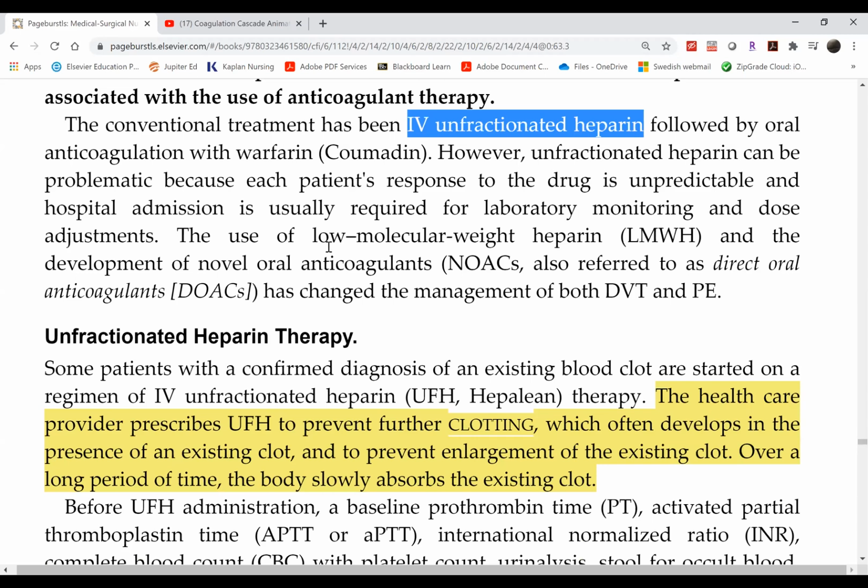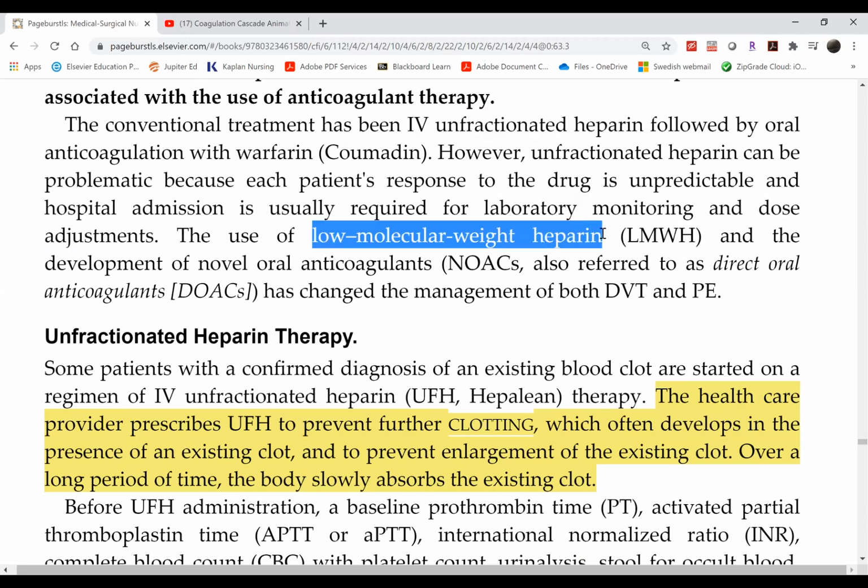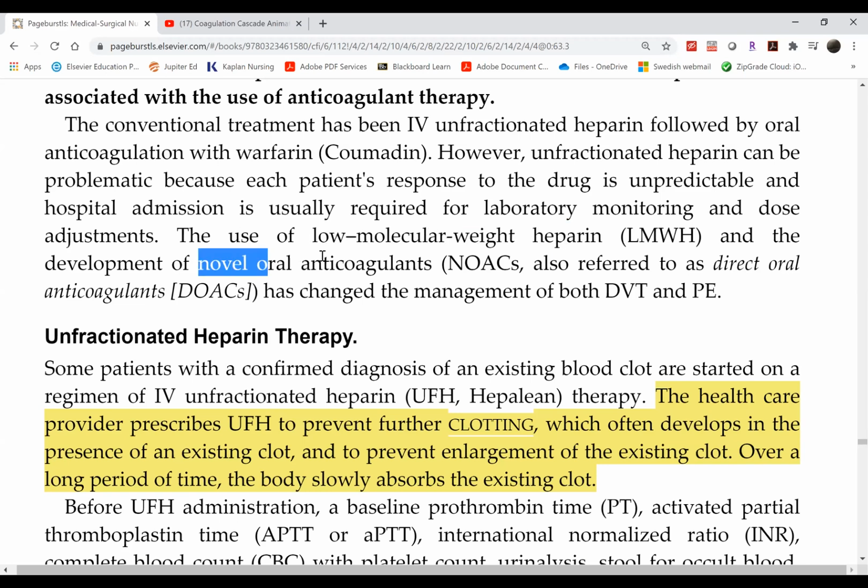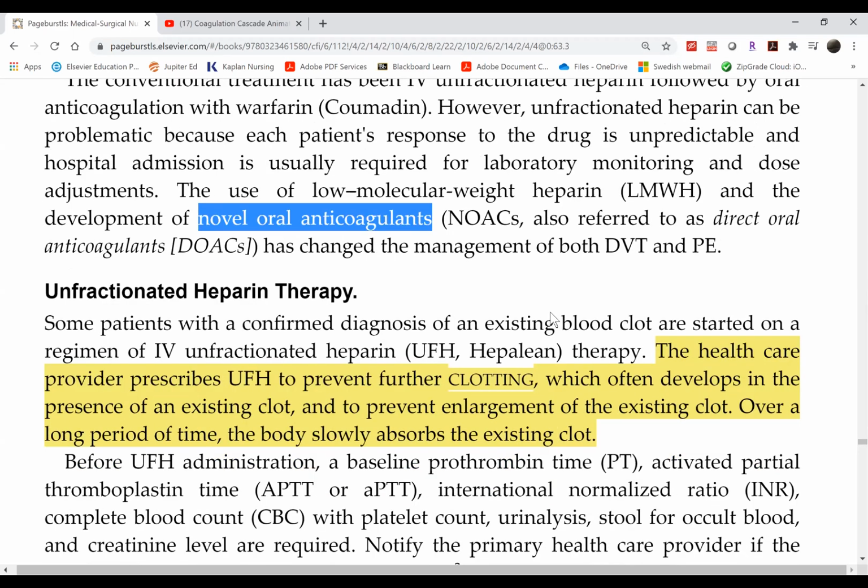If appropriate, the patient may also be put on low molecular weight heparin. Low molecular weight heparin is weight-based, so therefore no need to monitor PTT, unlike IV heparin. Or we can use novel oral anticoagulants. These we'll discuss each one shortly. All right, let's start with IV heparin.